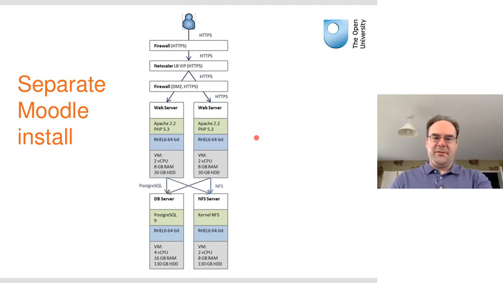So a couple of web servers running Red Hat Enterprise Linux, a database server running Postgres, and we have master-slave replication with failover in case something goes wrong, and an NFS server, a load balancer in front. It's kind of typical stuff.